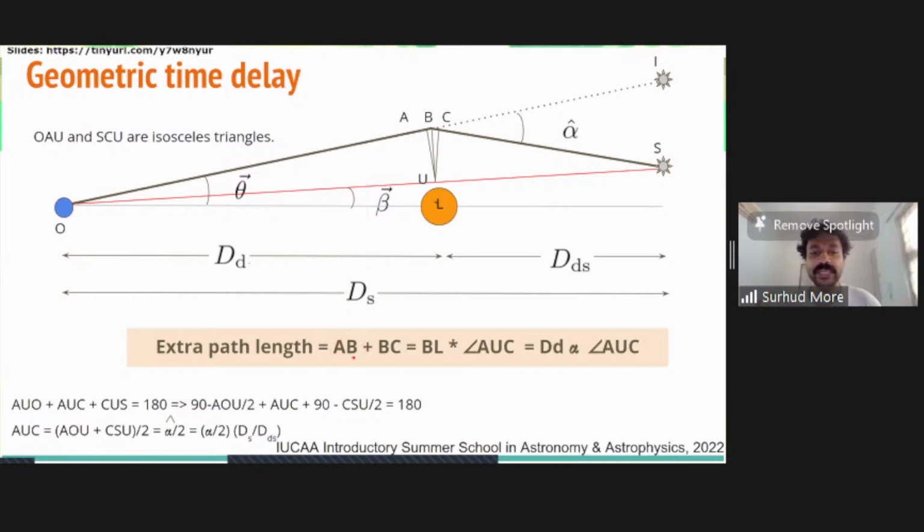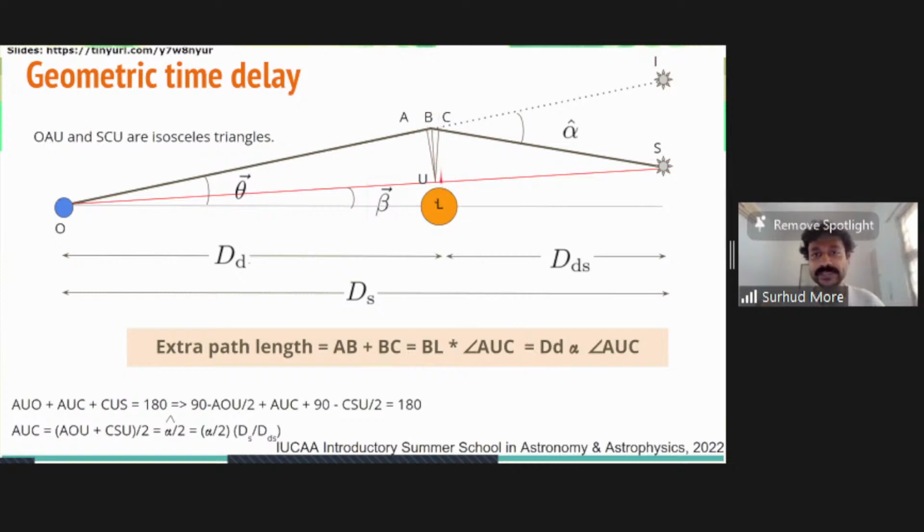So then what is AB plus BC? AB plus BC is just the sum of the angles AUB plus BUC, which is just this angle here, AUC, multiplied by the distance UB. So what is this particular distance, BL?